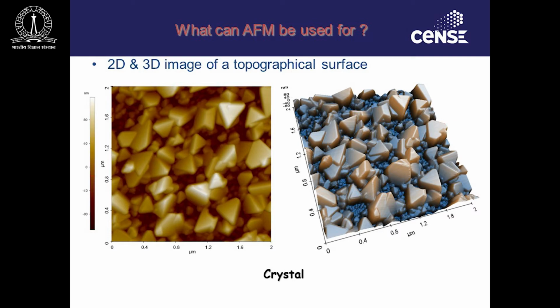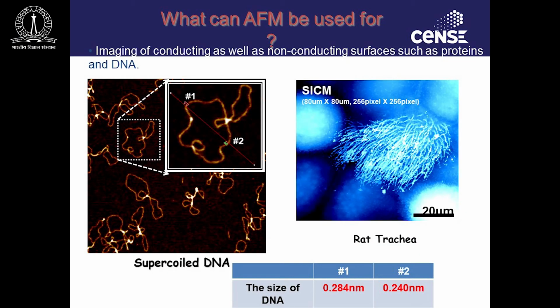sample. Now, this is one such example where we have used some crystal sample. Also, we can use this AFM on many other non-conducting surfaces. Some examples are proteins and DNA. So this is an image of supercoiled DNA. You can also have this AFM doing imaging of DNA origami, right?